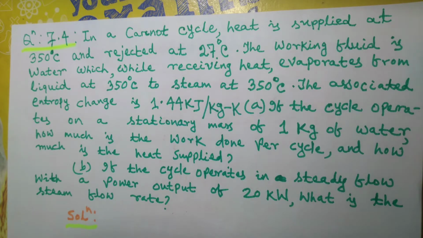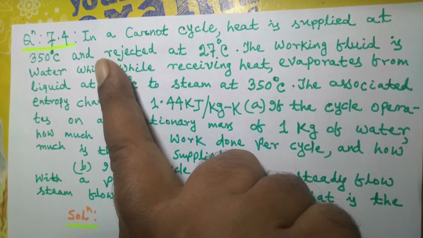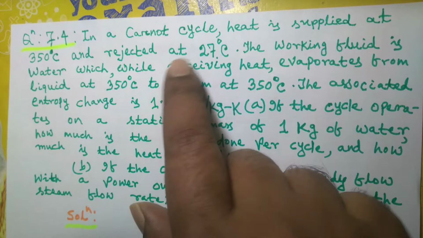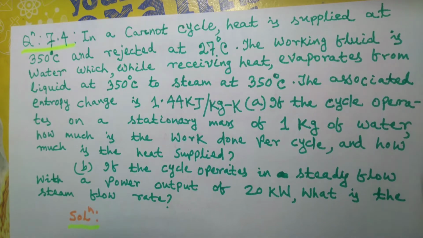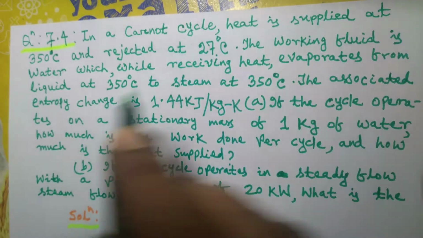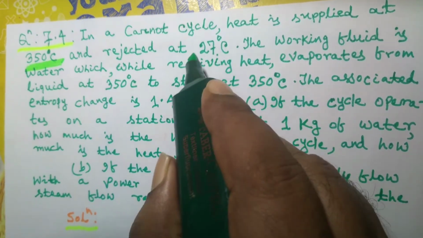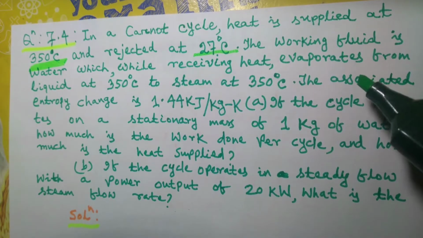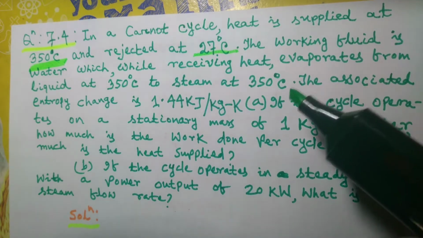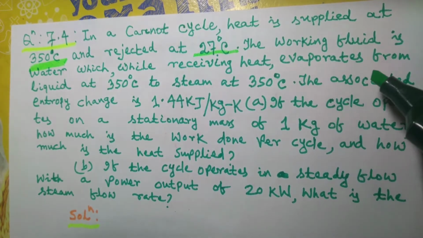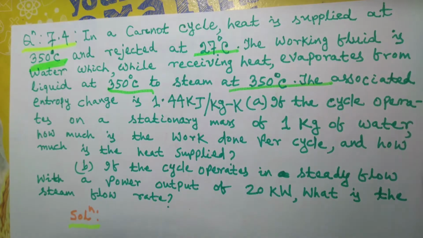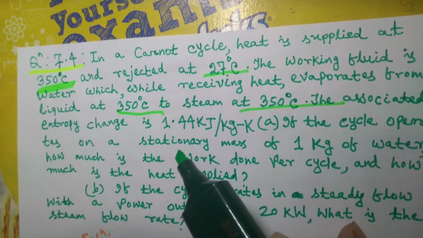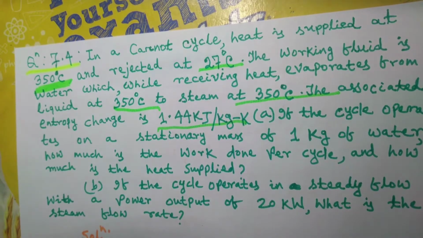Let's get started. The question number 7.4 is like this. In a Carnot cycle, heat is supplied at 350 degrees Celsius and rejected at 27 degrees Celsius. So this is your source temperature and this is your sink temperature in a Carnot cycle. The working fluid, which is water, while receiving heat evaporates from liquid at 350 degrees Celsius to steam at 350 degrees Celsius. The associated entropy change is 1.44 kilojoule per kg Kelvin.